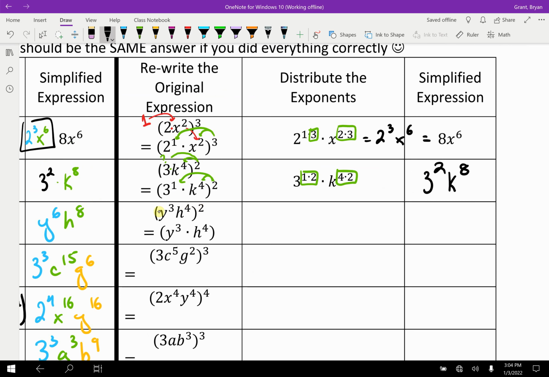This next one's pretty easy because there's no number out front. We're just going to go ahead and distribute the 2 into both of these, right? So we get y to the 3 times 2 times h to the 4 times 2. So y to the 6th, h to the 8th.